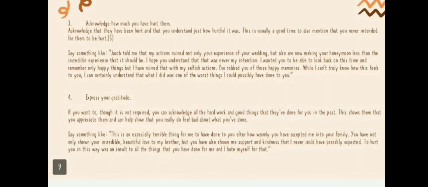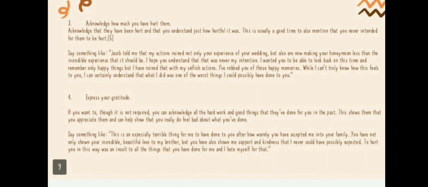Three. Acknowledge how much you have hurt them. Acknowledge that they have been hurt and that you understand just how hurtful it was. This is usually a good time to also mention that you never intended for them to be hurt. Say something like, Jacob told me that my actions ruined not only your experience of your wedding, but also are now making your honeymoon less than the incredible experience that it should be. I hope you understand that that was never my intention.